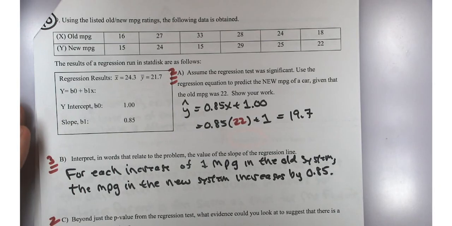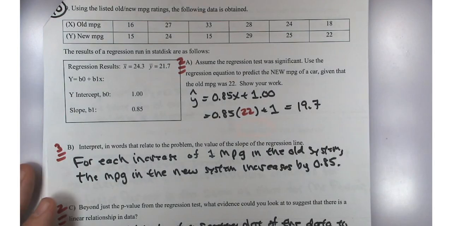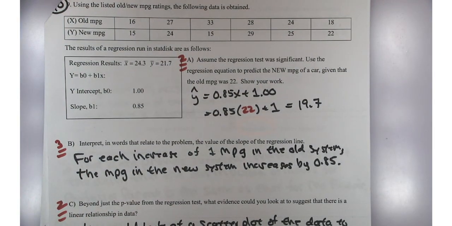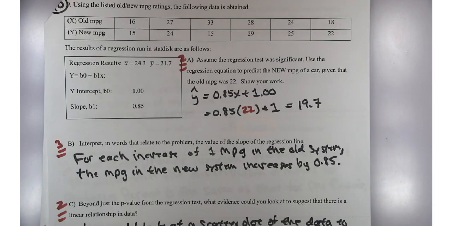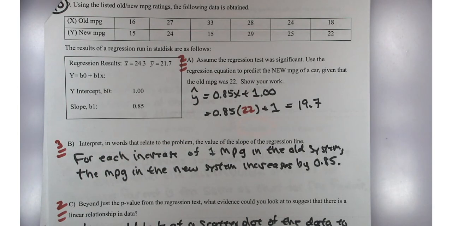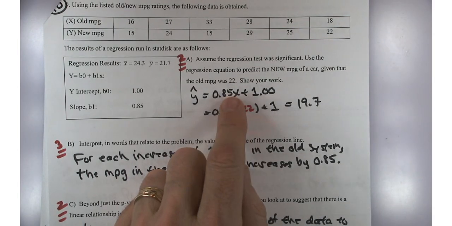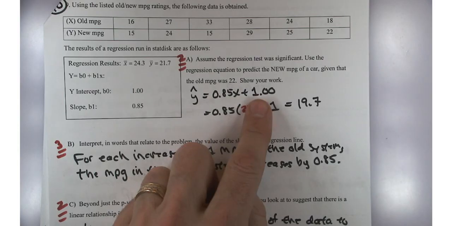Okay, let's move on to linear regressions here. So you had a linear regression comparing the old MPG to the new MPG, and if you have a significant regression, you're going to use the regression equation. If you don't have a significant regression, what are you going to use instead of the regression equation?